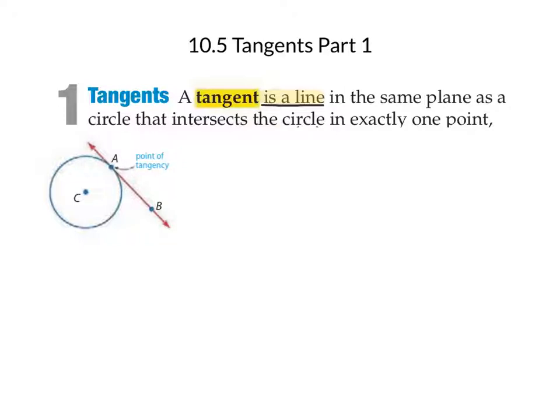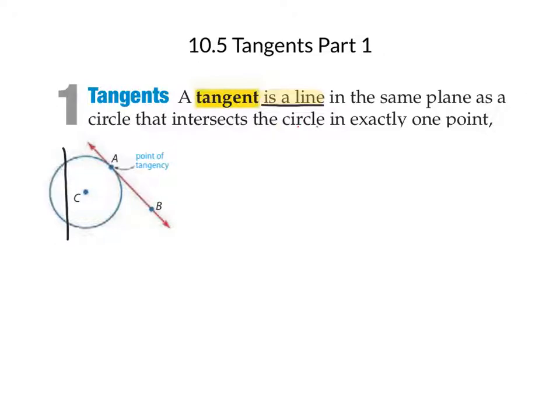So first we need to learn, well, what does tangent mean in this context? In this context, a tangent is a line. It could be a line segment, but it's going to be a line, and it has to be in the same plane as a circle, and it intersects the circle in exactly 1 point. Not 2 points, not like this line that I'm going to draw right here. That intersects the circle in 2 points, and if you only took part of that line, then it could be a chord of the circle, so that's not a tangent. A tangent has to intersect the circle in exactly 1 point.